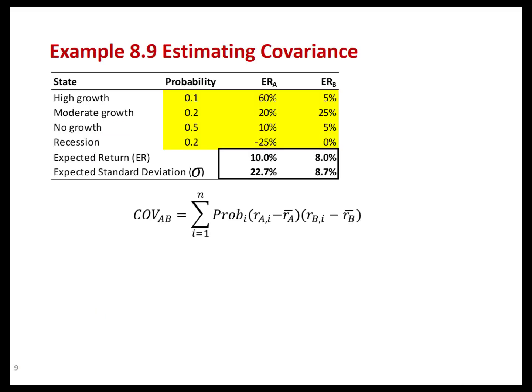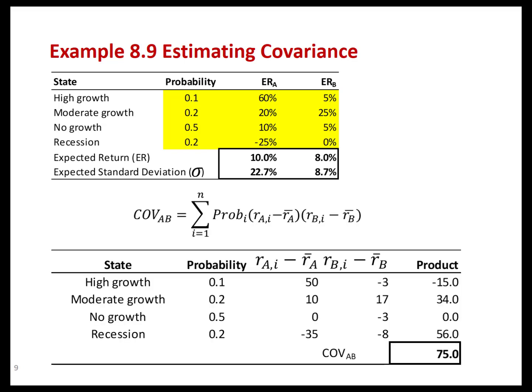Let's take a look. So here we have, again, our stock A and stock B with our expected returns and our expected standard deviations. Using this covariance formula, in the high growth scenario, the difference between the state return of 60% and the expected return of 10% is 50 for stock A, and it's -3 for stock B, which is 5% minus 8%. Okay. We do the same for moderate growth, no growth, and recession. We calculate them for each of those scenarios.